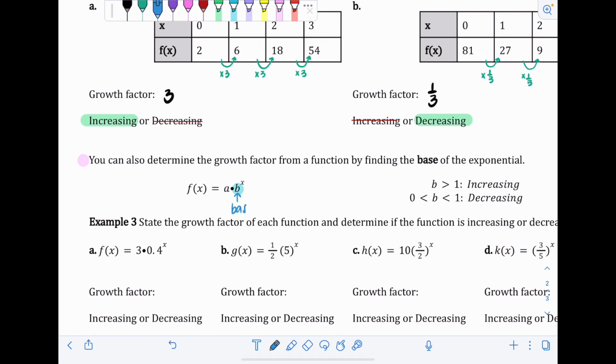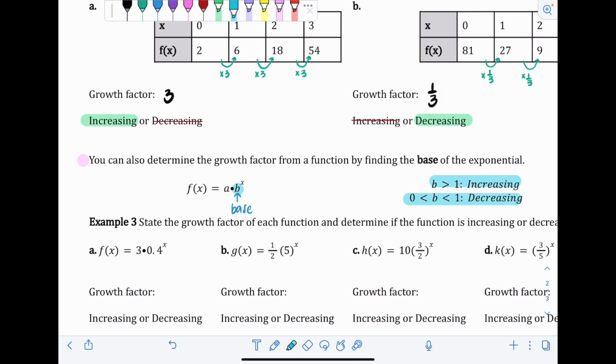So b is the base, and that's the number that can help you determine whether a function is increasing or decreasing. If b is greater than 1, it would be increasing, just like we had a base of 3 or a growth factor of 3 over here, and we had something that was increasing. And if b is between 0 and 1, like 1/2 or 1/3 like we had right here, the function is going to be decreasing.